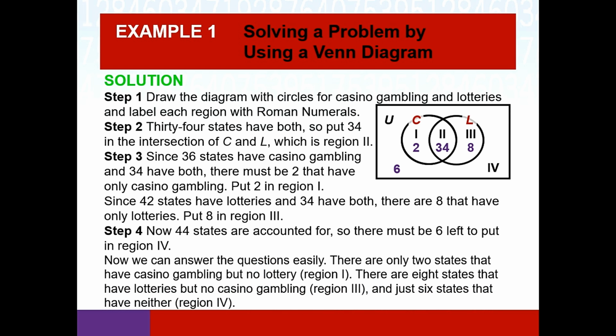Now, let's answer the problem. There are only 2 states that have casino gambling but no lottery. There are 8 states that have lotteries but no casino gambling, which is in region 3. And just 6 states that have neither. So we have answered our problem using the Venn diagram.